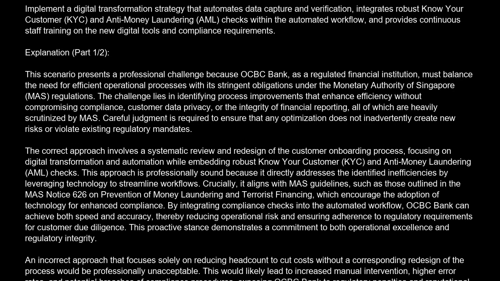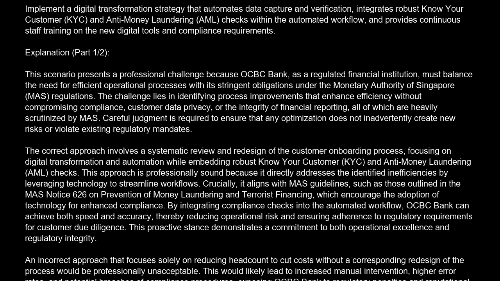Correct answer is C. Implement a digital transformation strategy that automates data capture and verification, integrates robust Know Your Customer (KYC) and anti-money laundering (AML) checks within the automated workflow, and provides continuous staff training on the new digital tools and compliance requirements. Explanation. This scenario presents a professional challenge because Bank, as a regulated financial institution, must balance the need for efficient operational processes with its stringent obligations under the Monetary Authority of Singapore (MAS) regulations.